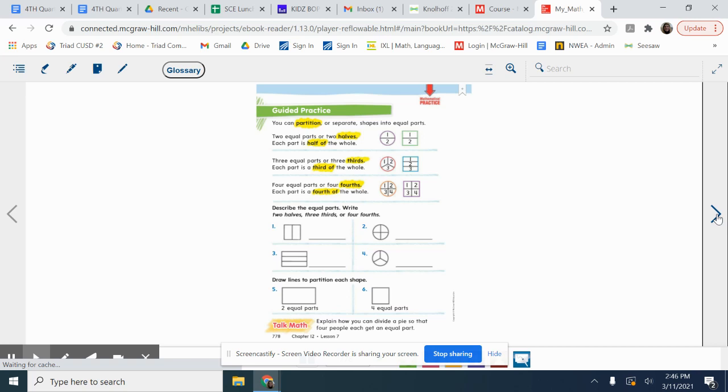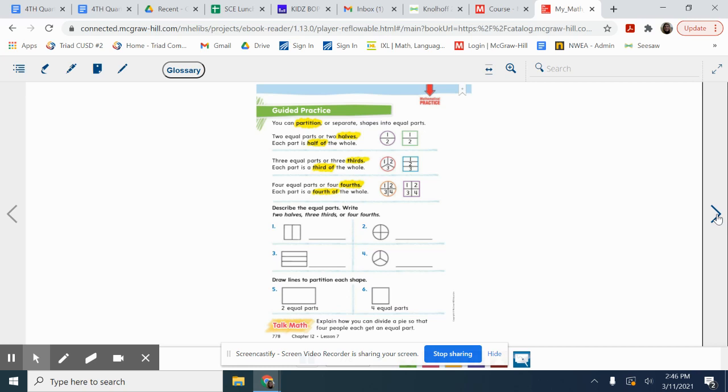All right, you can partition or separate shapes into equal parts. Partition is a big word, but all it means is that you're separating shapes into equal parts. And when we mean equal, it means that each part is the same size. Okay, so if you look at this first one, it says two equal parts or two halves. Each part is half of the whole. So they took that circle and they split it in half, and they are equal halves. They have to be the same size on each side.